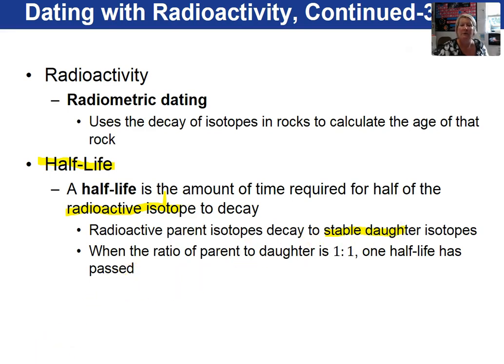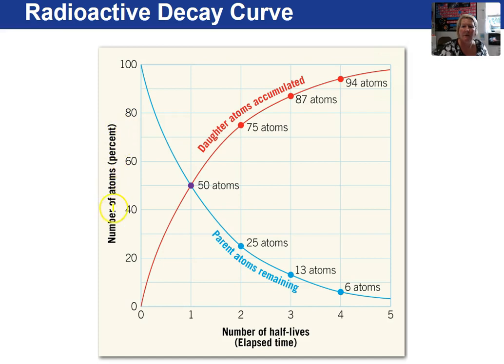Let's look at a visual of this. This axis is the percent of atoms present. This is the number of half-lives that have passed. The blue represents the parent. The red, the daughter product. So as the parent decays, the daughter is increasing. After one half-life, by definition, 50% of the atoms of the radioactive substance has decayed. One half-life, 50% of the parent is gone. That leaves 50% of the daughter remaining.